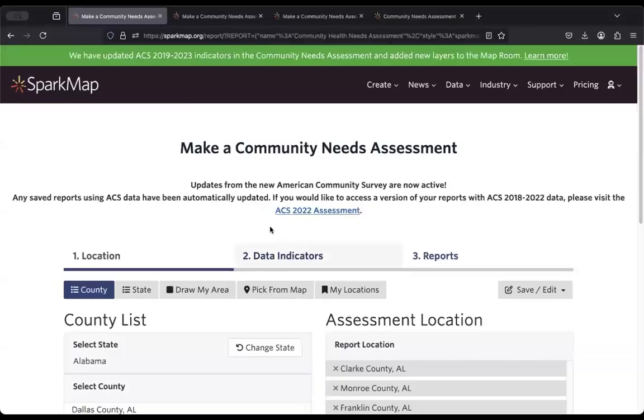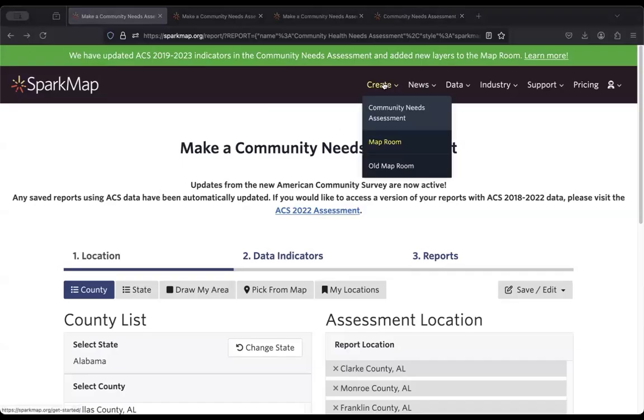So I'm going to go ahead and share my screen here. The Community Needs Assessment is available in SparkMap under the Create tab. So you'll see here, as Jordan mentioned, those two main tools, the Community Needs Assessment and the Map Room. We do have the old Map Room, if you guys are familiar with that, still available, but we are sunsetting that over the next couple of months. So getting used to that new Map Room will be the best idea.